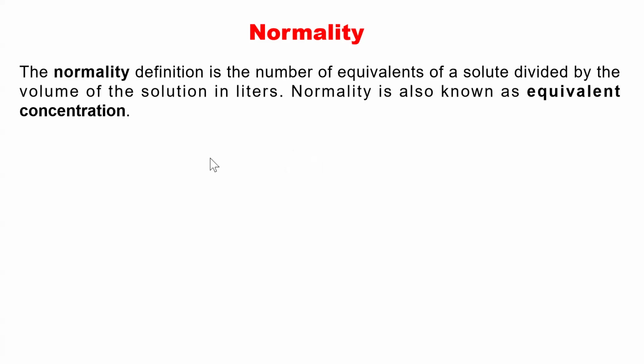The normality definition is the number of equivalents of solute divided by the volume of the solution in liters. So from here you can even get the formula: normality is the number of equivalents of solute divided by the volume of a solution in liters. And this normality is also known as equivalent concentration.